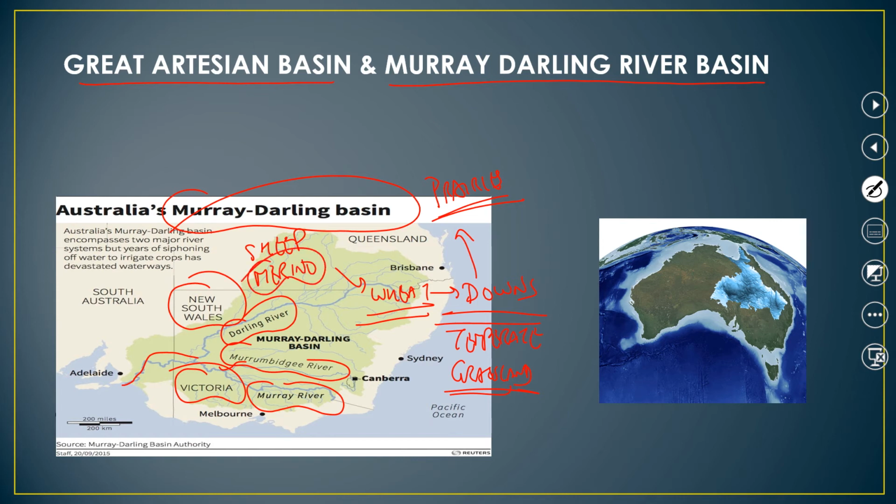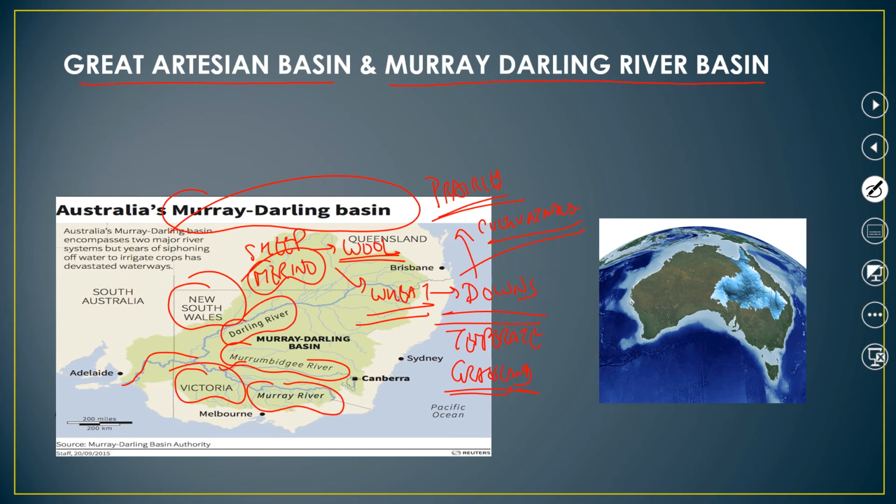It was brought to Australia and New Zealand, and now Australia has emerged as one of the biggest exporters of high quality wool extracted from merino sheep. So in short, we can say the Murray-Darling River Basin is the only cultivable area of Australia where agriculture is done, and it is this belt that exports wheat and wool.